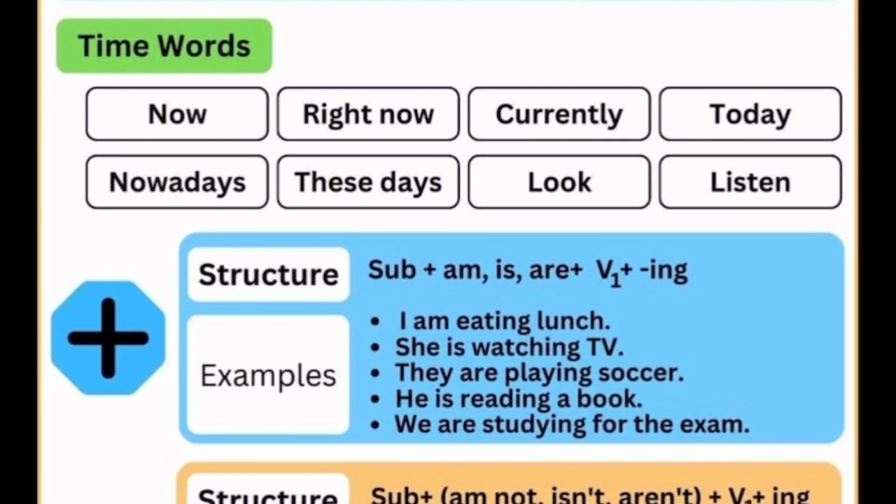For instance, using now. I am writing now. We are coming right now. It is currently raining. We are going there today. These are time words that sometimes we can use to denote them. Let's further look at the structure, right?